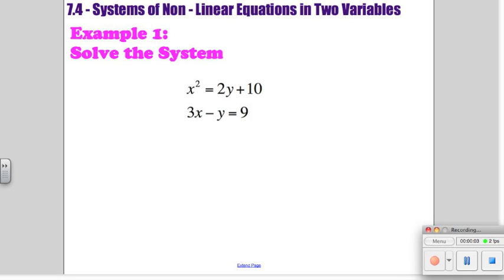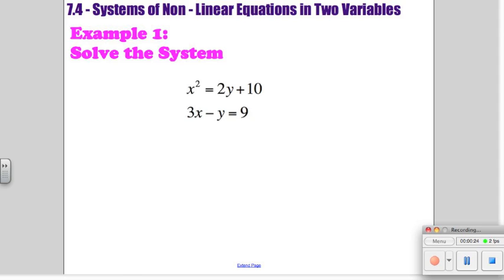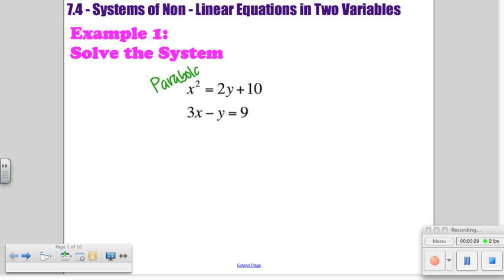Today we're looking at section 7.4. We're still solving systems of equations, only now we're going to have non-linear equations, so they're not going to only be lines. If you look at this first example of the system we're going to solve, the first equation has an x squared in it, so the first equation is a parabola. The second equation is a line. So right now we're looking for where a parabola and a line are going to cross.